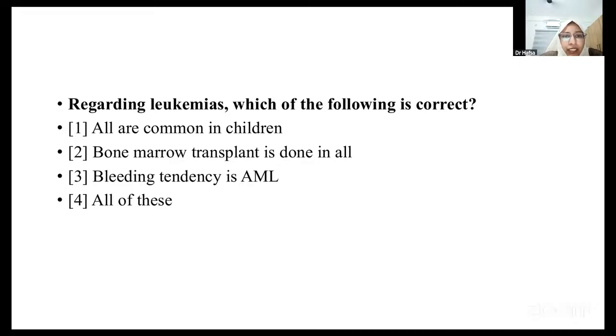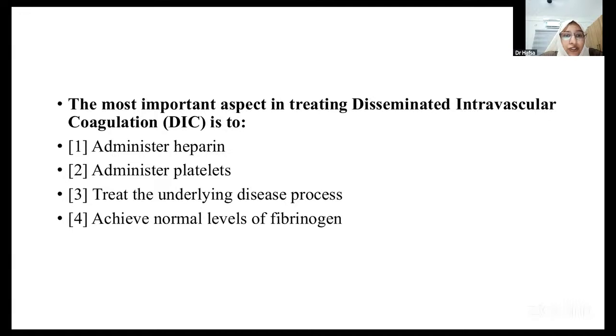I put the question here to make you understand that leukemia is an important part. The most important aspect in treating DIC is, and I put these questions to make you understand that these sections are very important. Like I put single questions, repeated questions. When I went through the paper, repeated questions were asked from these areas. So the coagulation cascade, the pathway, and the defects in the pathway are also very important. The most important aspect in treating DIC is achieving normal levels of fibrinogen. So DIC is an important topic. Please make sure that your theory part of DIC is very clear.